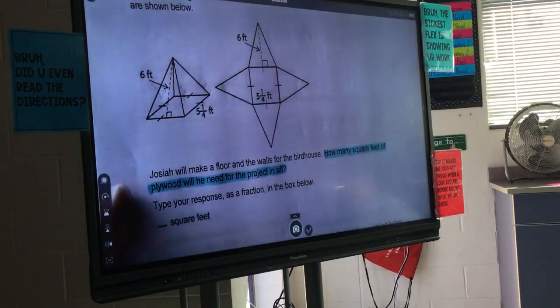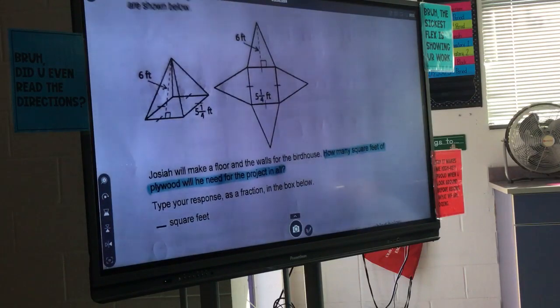Logan? It's a rectangular pyramid or a square pyramid. Okay, so it's either a rectangular pyramid or a square pyramid. How do we know which one it is? Because it's important for us to know. Bolton? Like a rectangular pyramid, all the sides are going to be different. For a square pyramid, all sides are going to be the same.